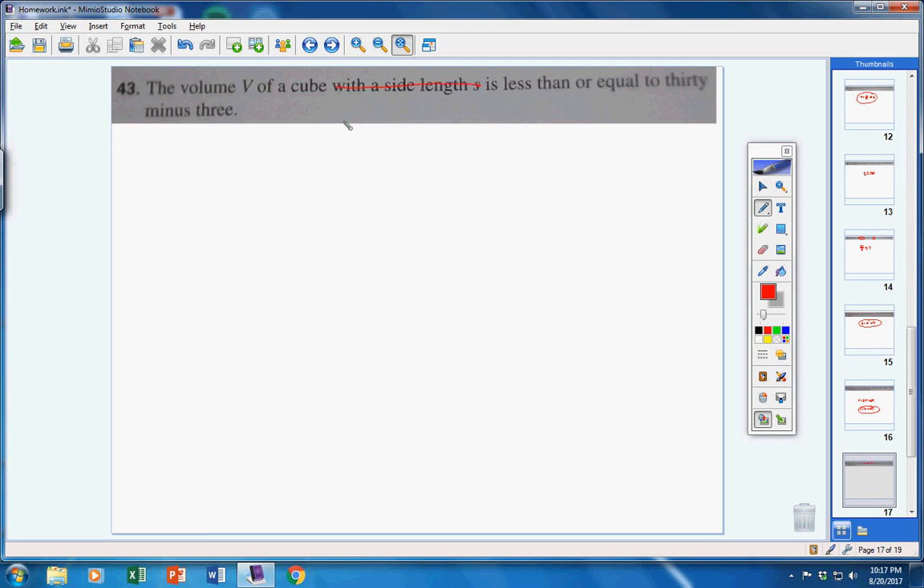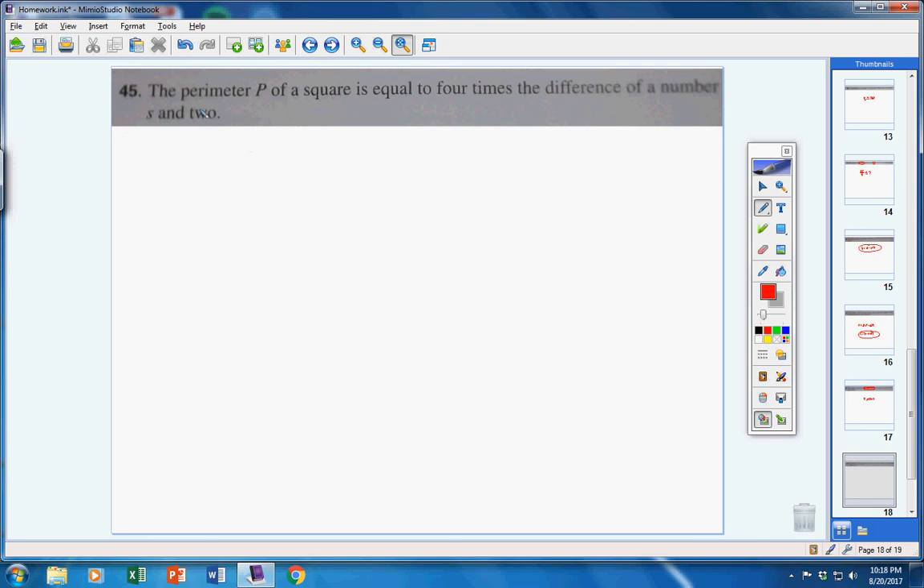All that you have to know is the volume V of a cube is less than or equal to 30 minus 3, and that's it. V less than or equal to 30 minus 3. That's it. This is just here to confuse you. Okay. 45. The perimeter P of a square is equal to 4 times the difference of a number S and 2.